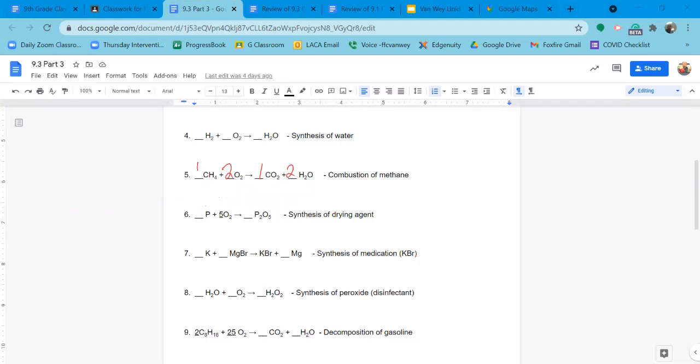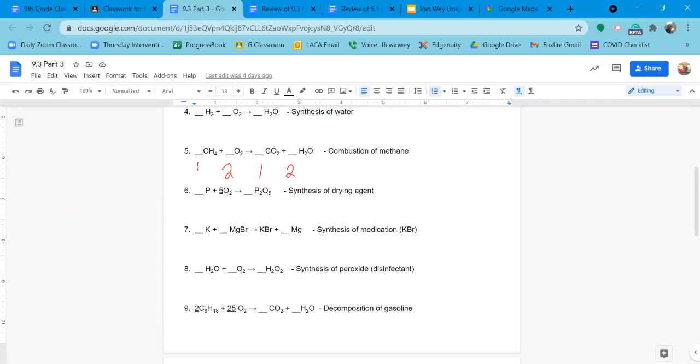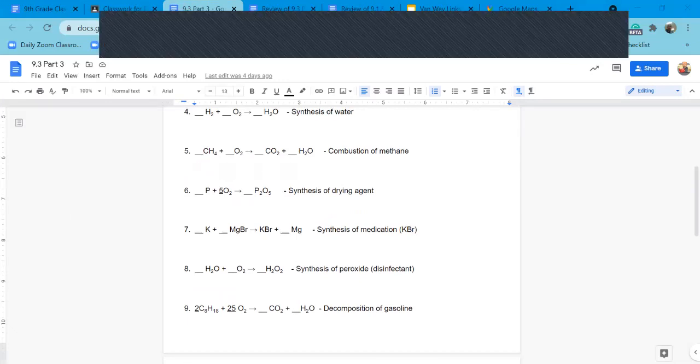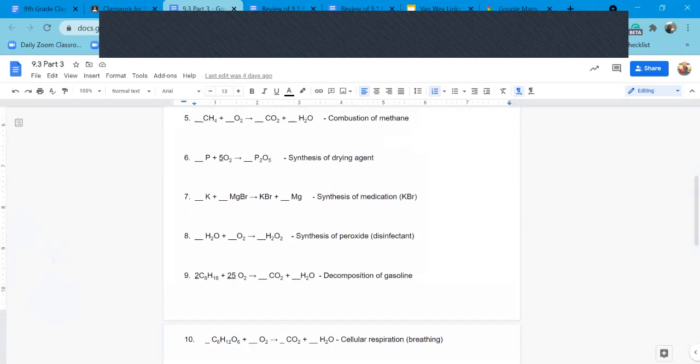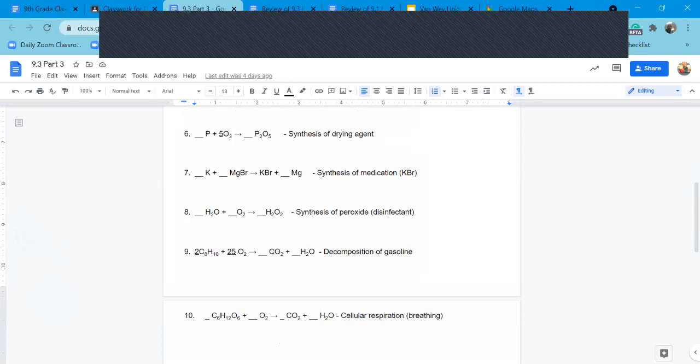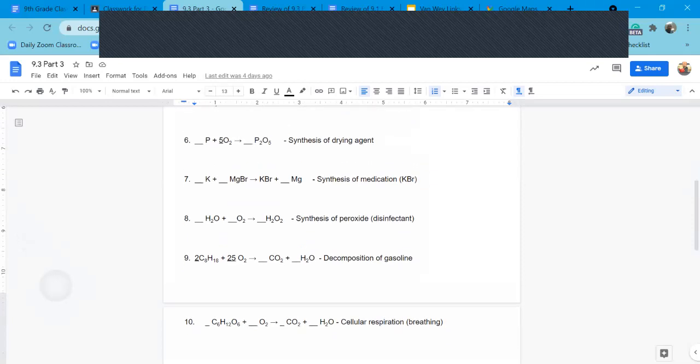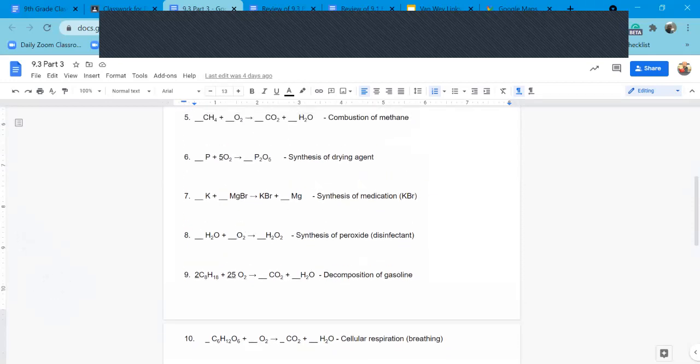Tomorrow, we will be going over the rest of these equations. They do get harder, but I think that today's lecture will help us to understand how to approach these. These are great practice problems for these. The decomposition of gasoline is about as complicated as we're going to get. So yeah, we'll get into that stuff tomorrow.